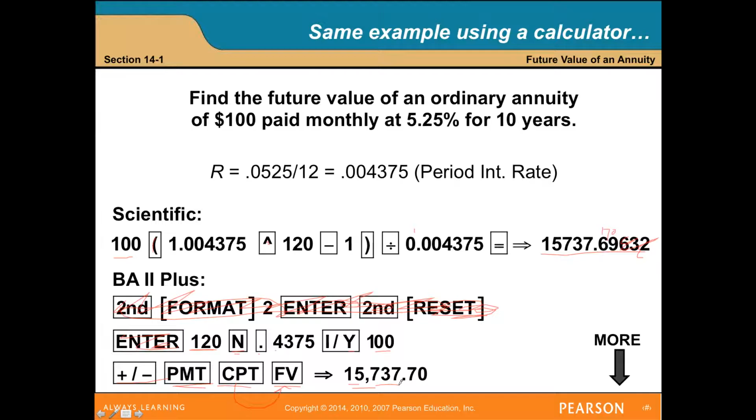And I'm actually going to try this on my calculator now. So I'll press 120 N, then 0.4375 I/Y, 100 as the payment, and then compute future value, and there we go. So it works out great.